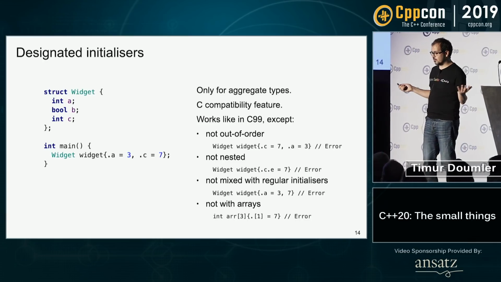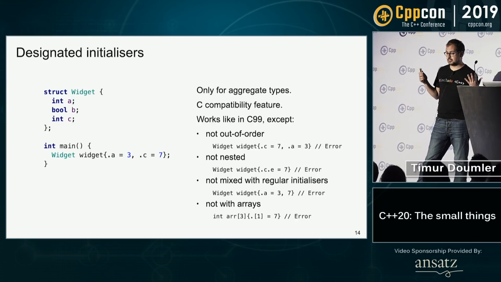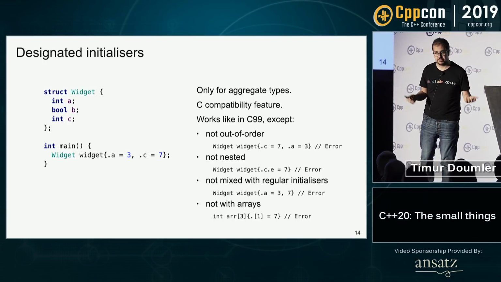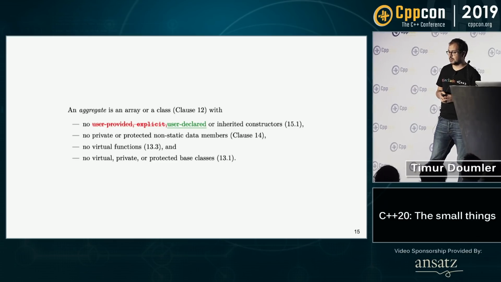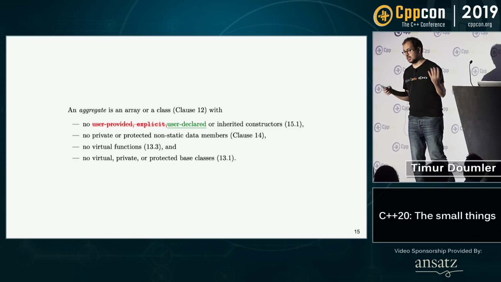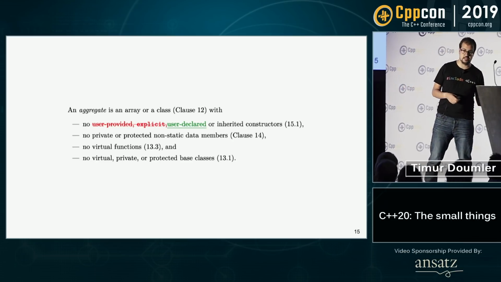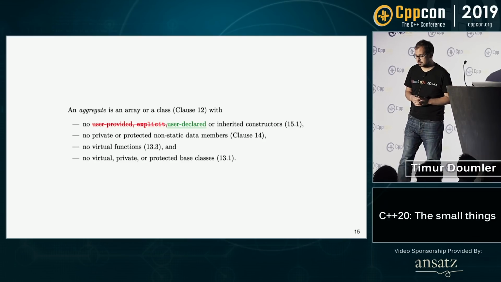Right, so now we're talking about aggregates. In C++20, another thing happened to aggregates, which actually is very significant. We changed the definition of what an aggregate is, okay? So this is the change in C++20. In C++17, an aggregate is a class that doesn't have user-provided or explicit constructors. In C++20, an aggregate cannot have any user-declared constructors, okay?